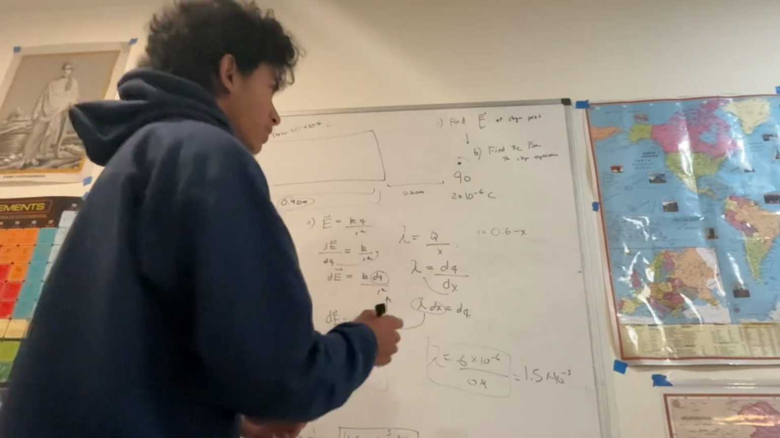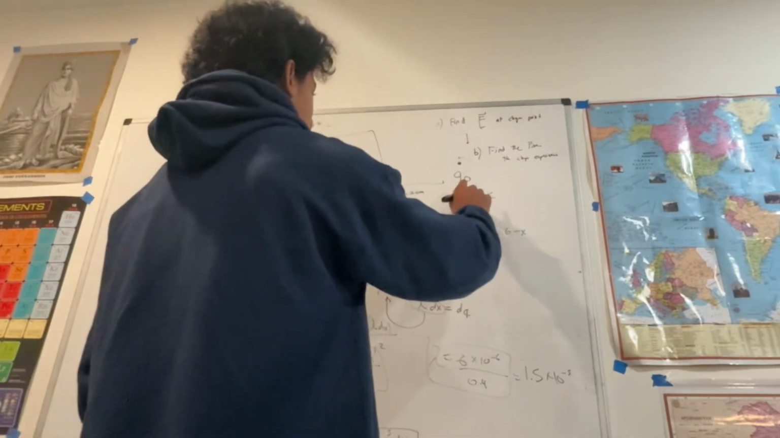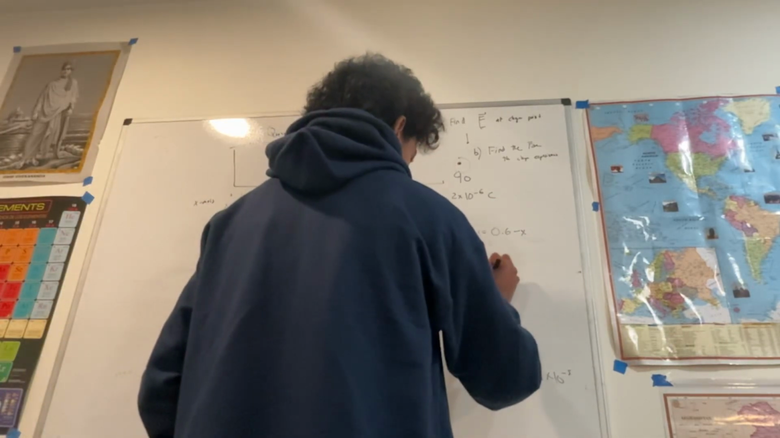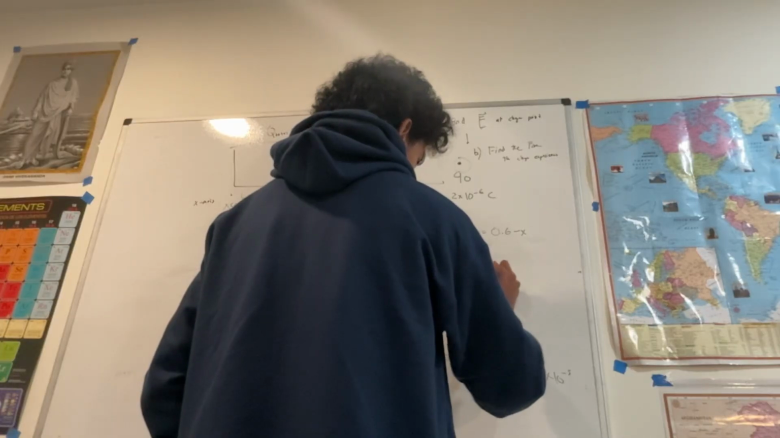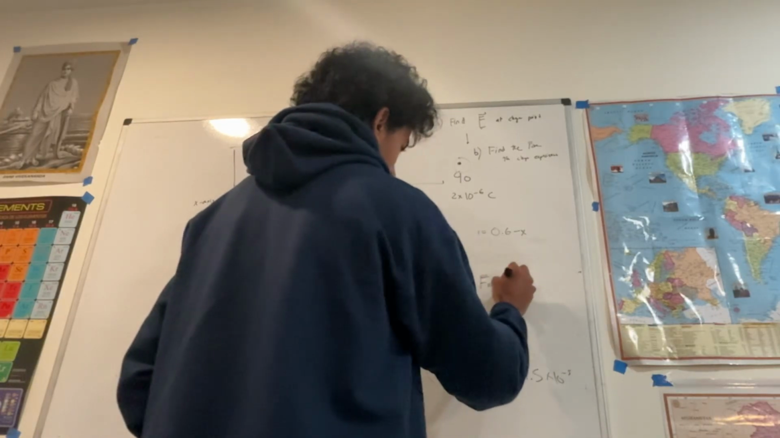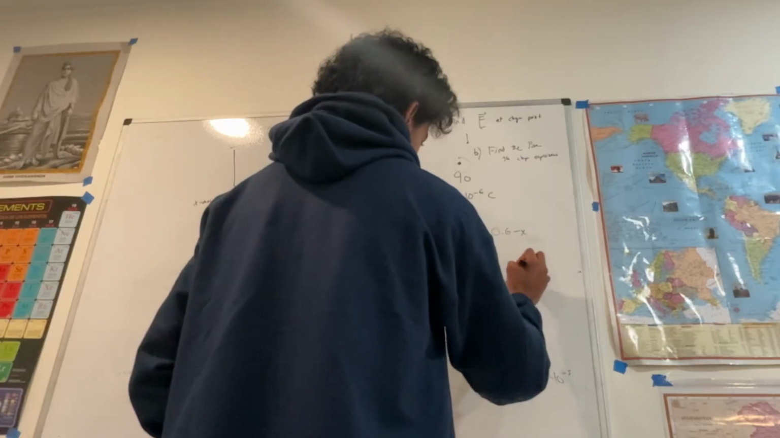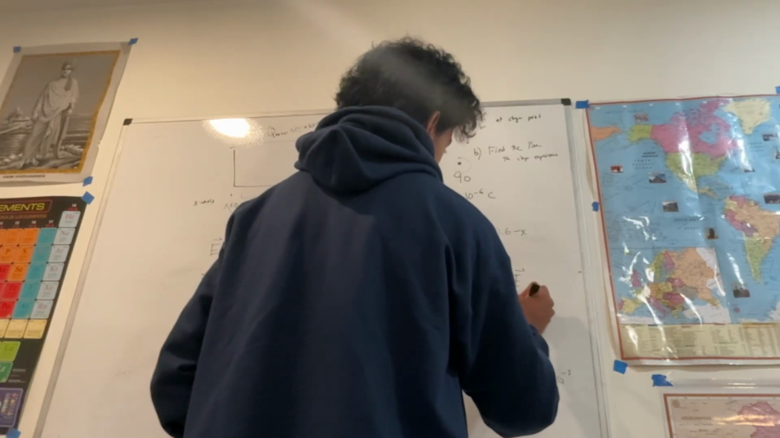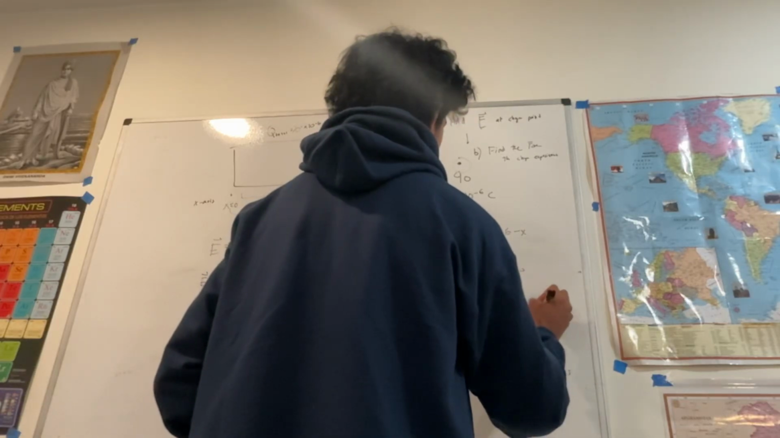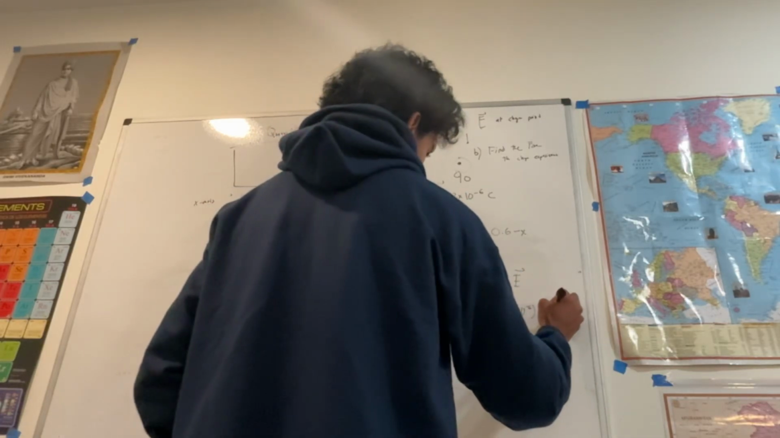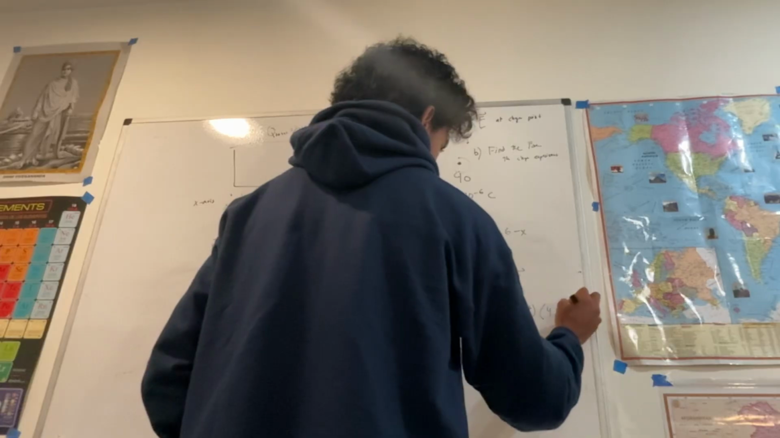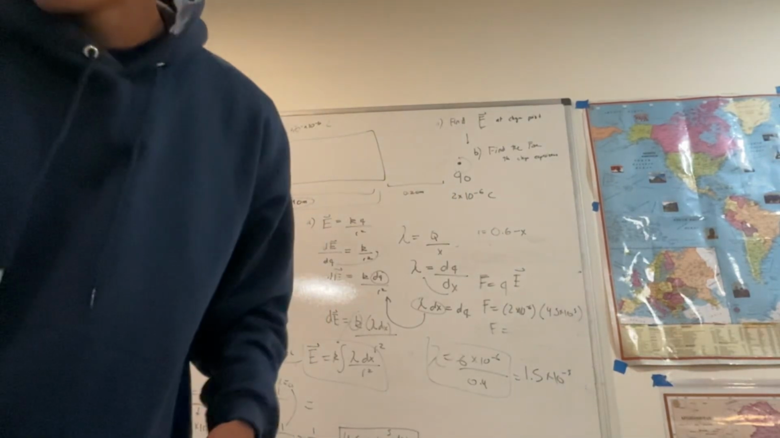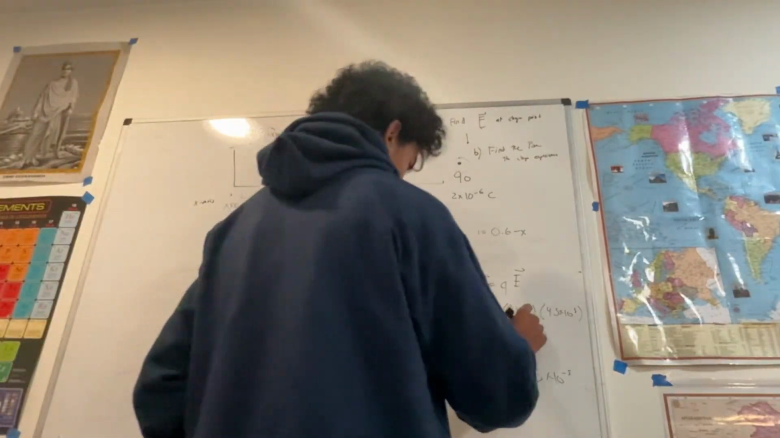So part B is find the force that the charge experiences. So we know that force is just equal to our charge times our electric field. So force equals 2 times 10 to the power of negative 6 times 4.5 times 10 to the 5th, and that is equal to 0.90 newtons.